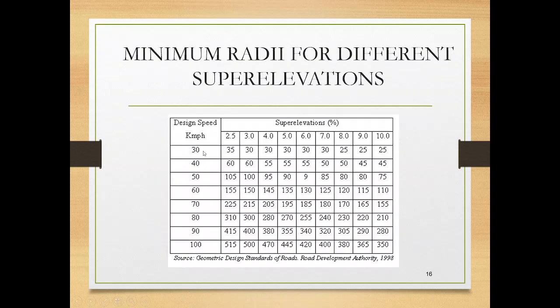And then they have provided this table depending on the design speed and depending on the super elevation. So you have the minimum radii. Now as an example, if your design speed is 70, if you are proposing to provide 2.5 super elevation, you have to provide minimum 225. If your design speed is 50 and if according to the topography only you can provide 95 meter radius, your super elevation has to be 4%. That is how you are going to read this table.